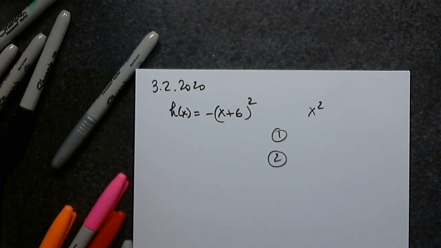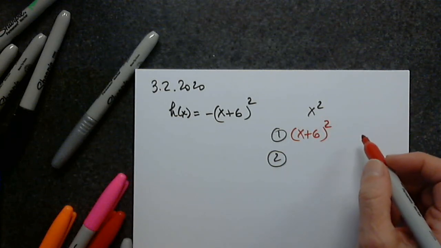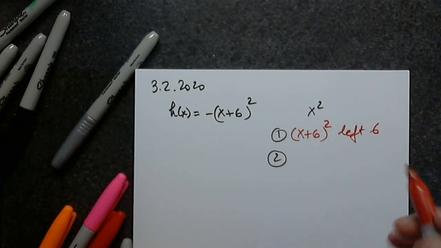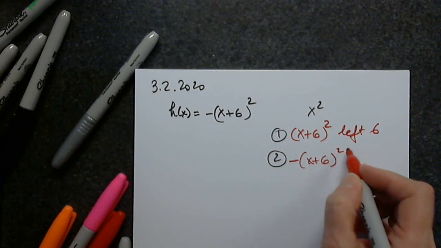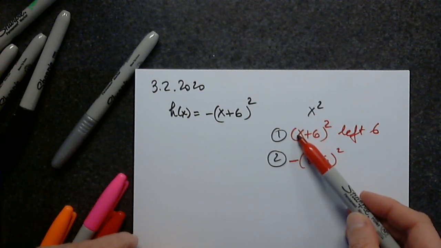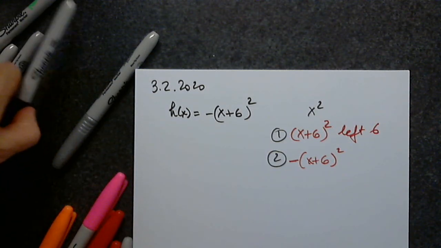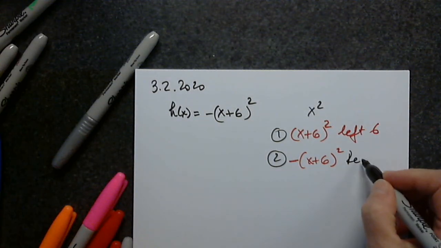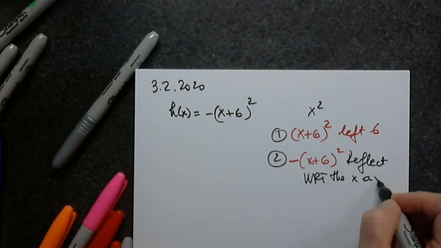It'd be the horizontal shift. Yes, so the first transformation is (x plus 6) squared, which is left 6. Then the next transformation is negative (x plus 6) squared, which is no longer a transformation on x squared, but a transformation on this. So which transformation is that? Reflection with respect to the x-axis. Excellent.